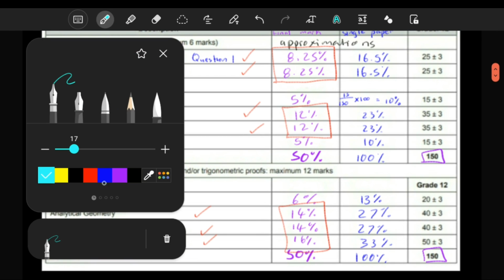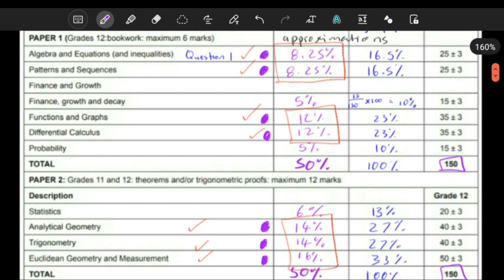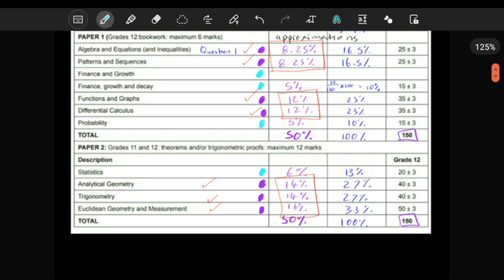The important ones, as we already have pointed out here, are algebra, number patterns or sequences and series, functions and graphs, differential calculus, analytical geometry, trigonometry, and Euclidean geometry. Those are the first ones that you mainly want to focus on. The rest are important, yes, but you're obviously going to spend less time on them.